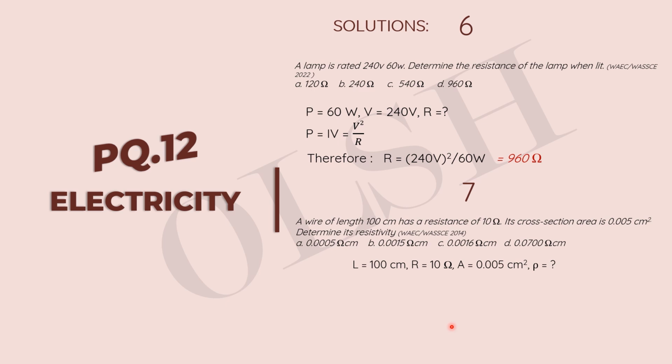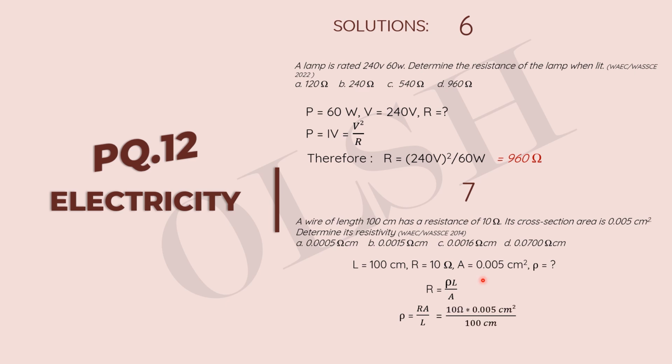We have length as 100 centimeters. We have our resistance R as 10 ohms. We have our area as 0.005 centimeter squared, and we have to find our resistivity. So R is equal to rho L over A, where L stands for length, A stands for area, rho stands for resistivity, and R stands for resistance. If we make resistivity the subject of formula, we have RA over L.